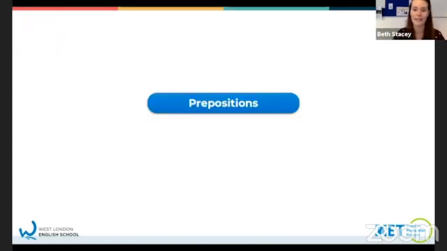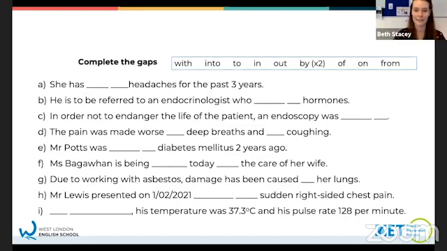Now let's have a look at some prepositions. Here you have some sentences. I've got some prepositions at the top for you, but you also need to add in another word, probably a verb. And I'm going to give you 2 minutes to do this. Again, type your answers into the chat.